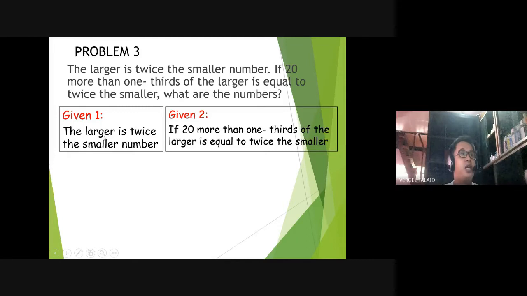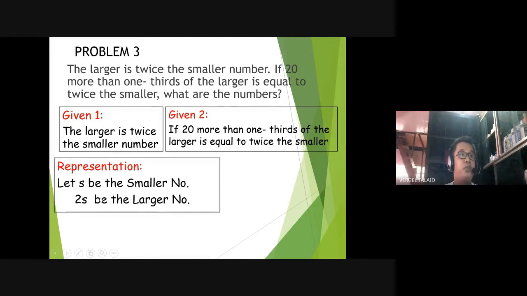representation. Since the larger is twice the smaller number, meaning the larger is dependent on the smaller number. You cannot get the larger without the smaller, so you are going to represent the smaller first. Let S be the smaller number. Since the larger is twice the smaller, that becomes 2S.